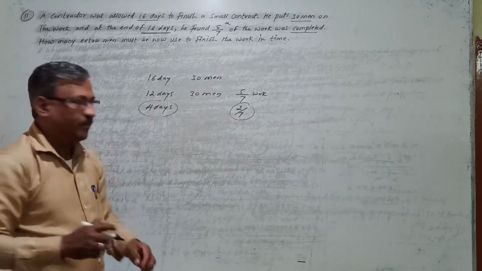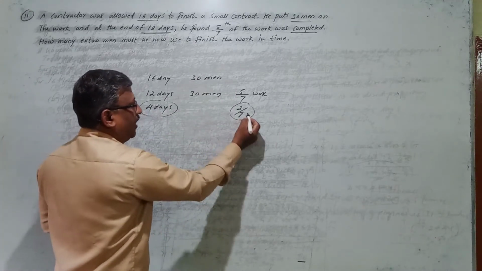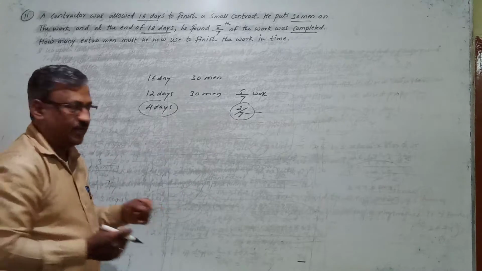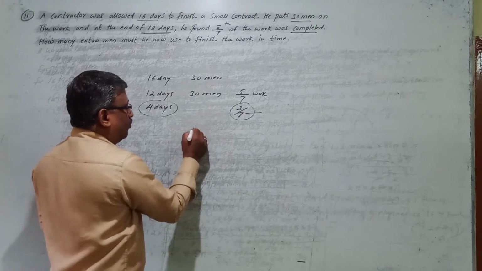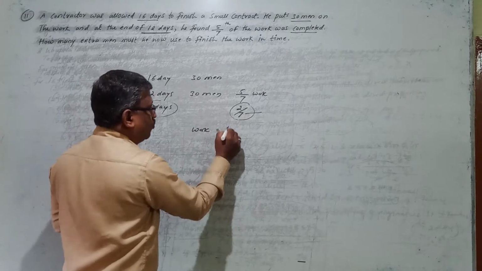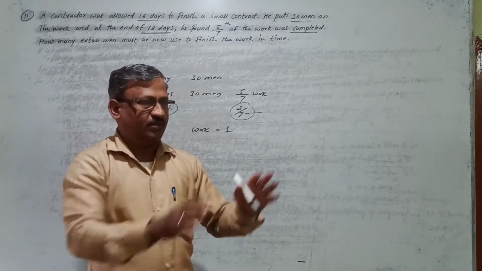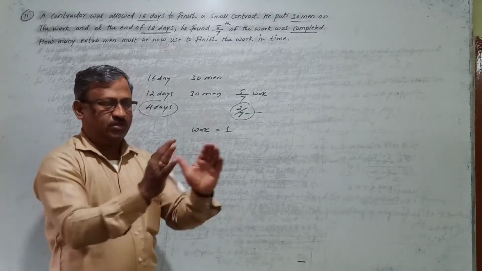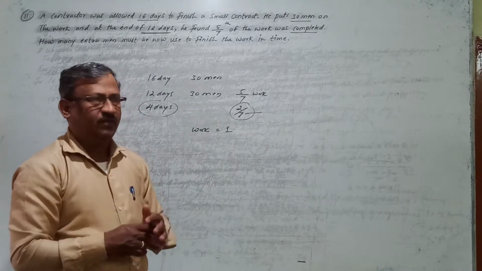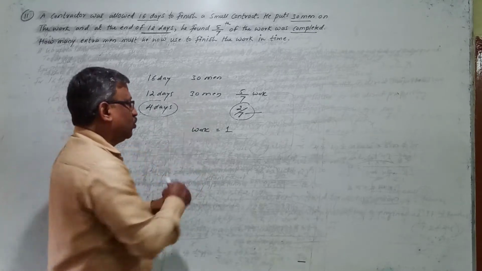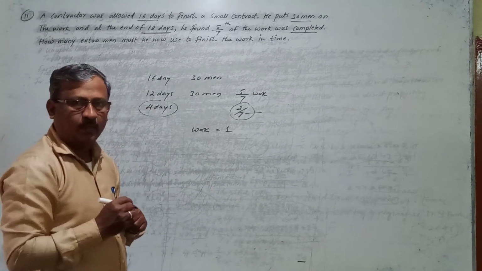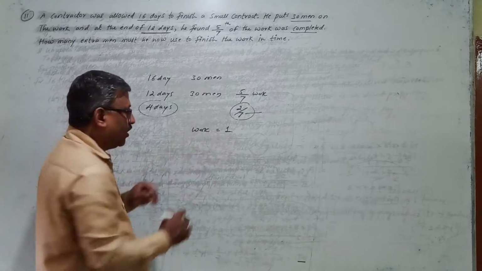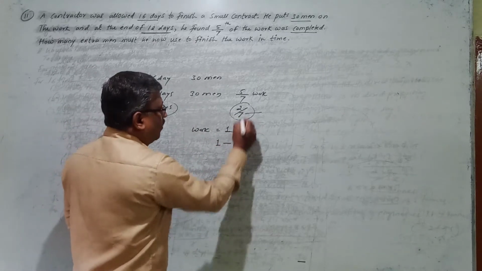And how to calculate the remaining work? You cannot directly write it like this. You have to show how you have got the balance work and the balance days. For that, you have to assume the total work as 1, because numerically we usually say this is one work. So the total work I am assuming as 1. From this total work of 1, you subtract the work done. What is the work done here?